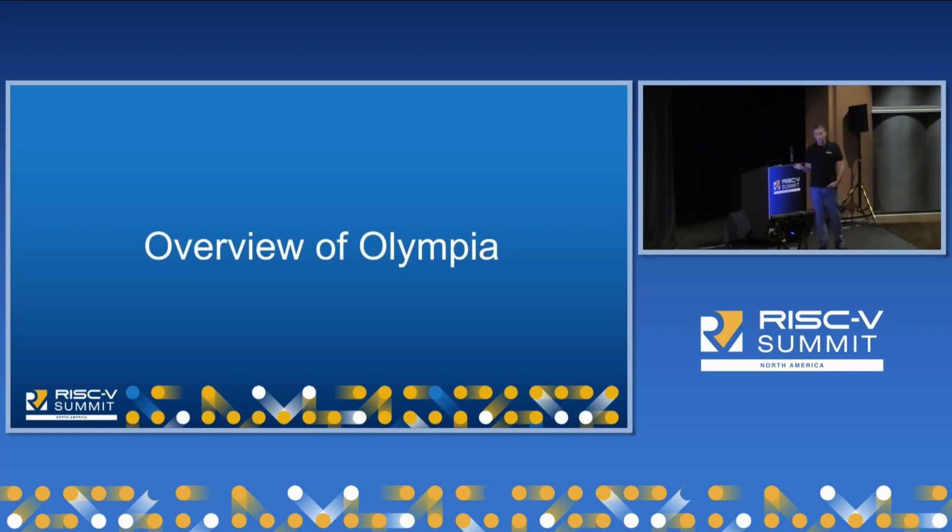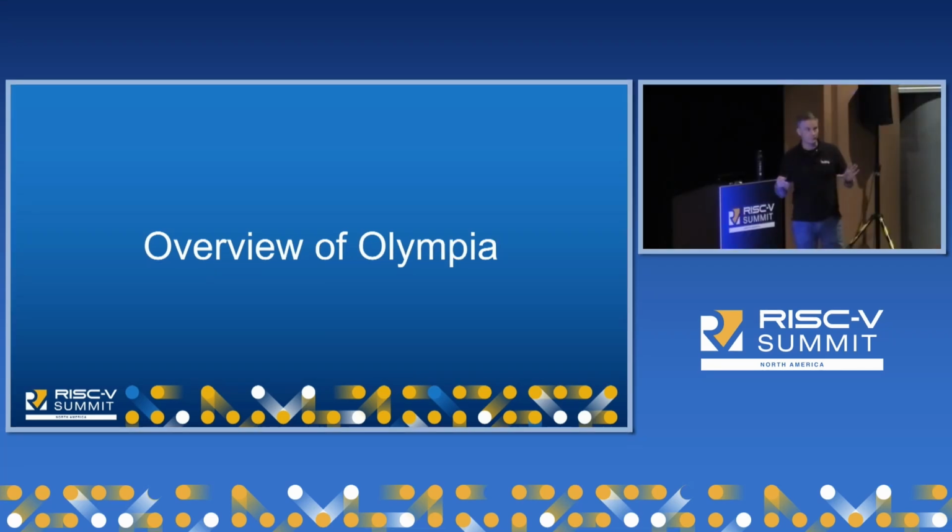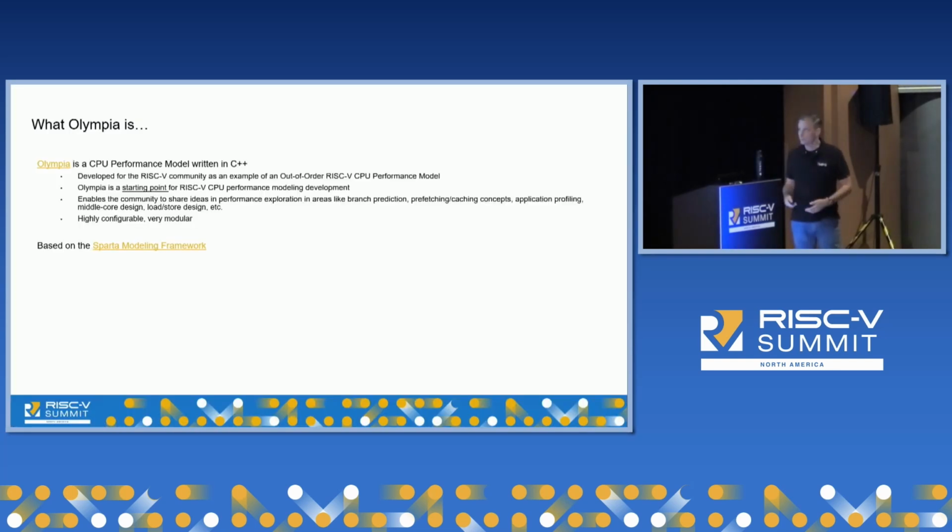Okay, Olympia. So now you have a general concept of essentially what a performance model is and what it can be used for. Olympia is a representation of a CPU performance model. What Olympia is, is a model that's written in C++. We developed it with my co-chair, Roop Chakraborty, in the RISC-V community as an example of an out-of-order CPU performance model. So it's a starting point of a RISC-V CPU performance model.